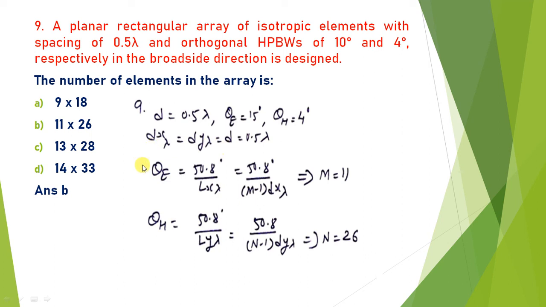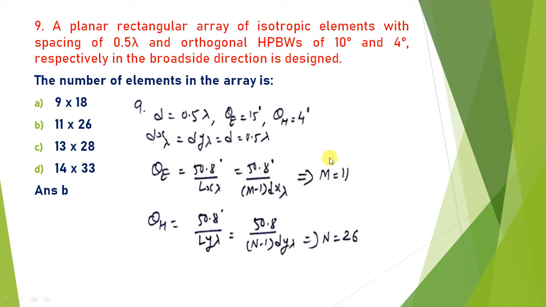So what is the half power beamwidth equation? It is equal to 15.8 divided by Lx lambda is equal to theta E. So what is the length of the x array? It is equal to (M minus 1) dx, where M is the number of elements in x direction. So we have to find out the value of M. Put all the values in angle. No need to convert into radian because theta is always in angle and it is given in angle.